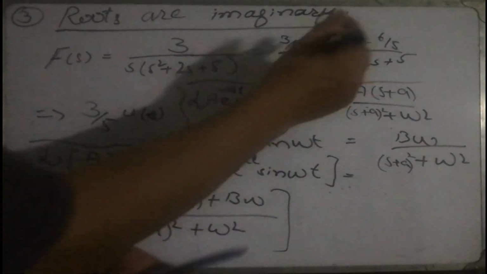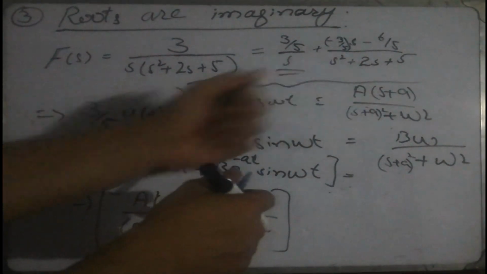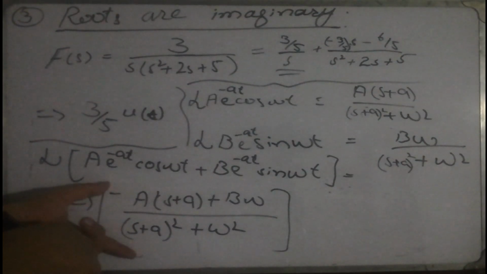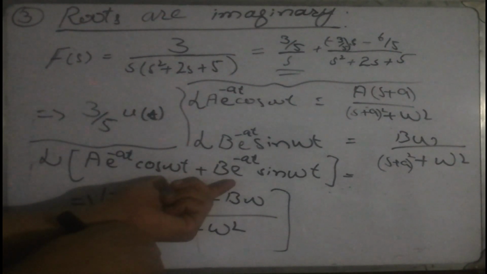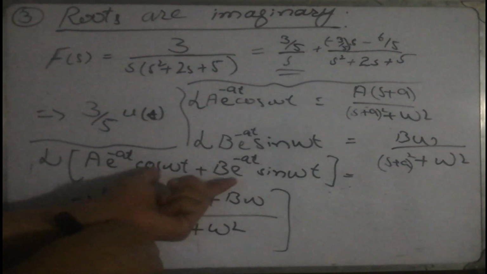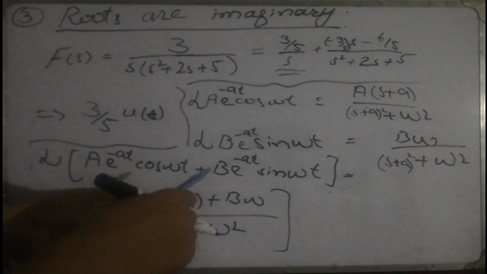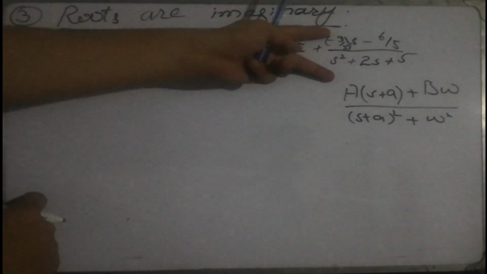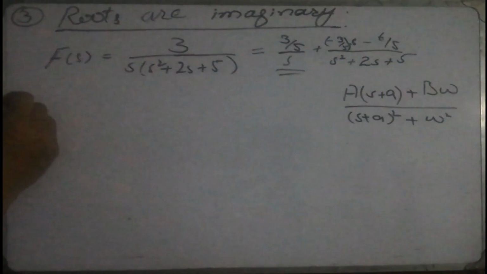Whenever we have a function in the frequency domain with an imaginary root denominator, then we need to convert it into this form. And once we convert it into this form, then we will be able to return it back to its original time domain form. So let's convert this one into this form. We already know the Laplace transform of this function. In order to convert this one into this one, I'm just considering this term right now over here.